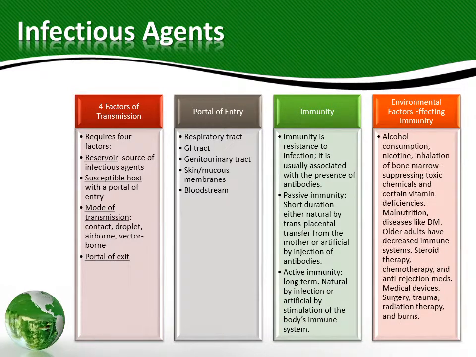These can include alcohol consumption, nicotine, inhalation of bone marrow suppressing toxic chemicals, and certain vitamin deficiency. Malnutrition, diseases like DM. Older adults have decreased immune systems. Then there is steroid therapy, chemotherapy, and anti-rejection medications. We have medical devices or surgery, trauma, radiation therapy, and burns.